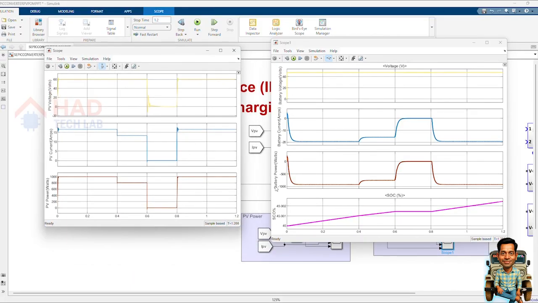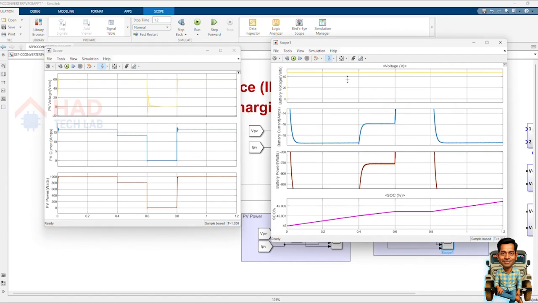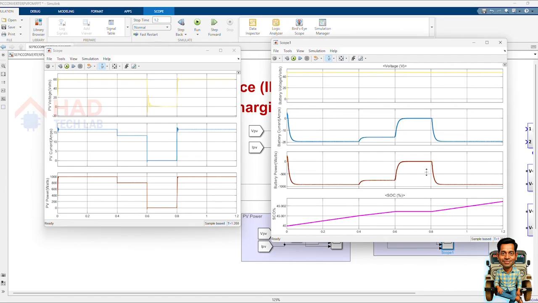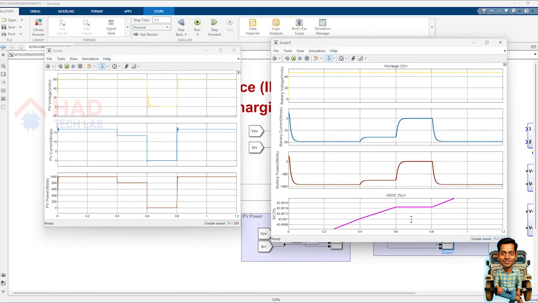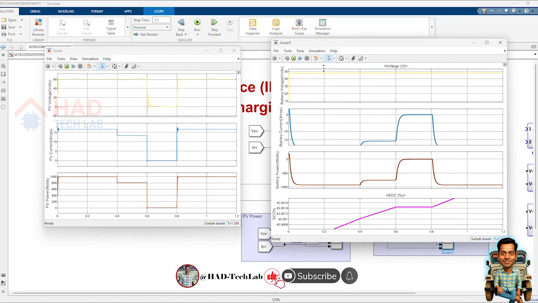So let us compare the PV curve as well as the battery response. From 0.6 to 0.8 second the irradiance level is 0. At that time the battery is at nominal, therefore it will not be charged. At 0.4 second the irradiance level is 800, and we are getting a maximum of 764 watts. Once again, at that time the battery power reaches 0, and the current is equal to 0. So this is the response of SOC, this is the response of battery power, this is the response of battery current, and this is the response of battery voltage.